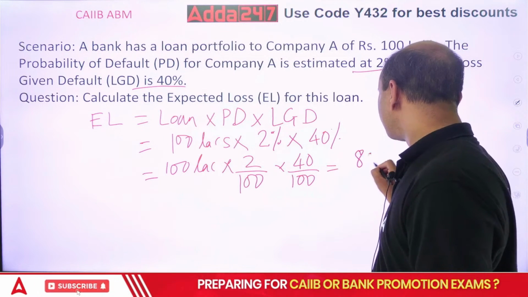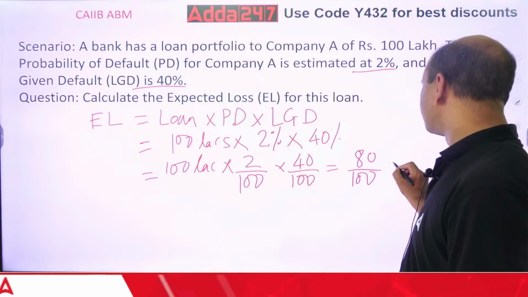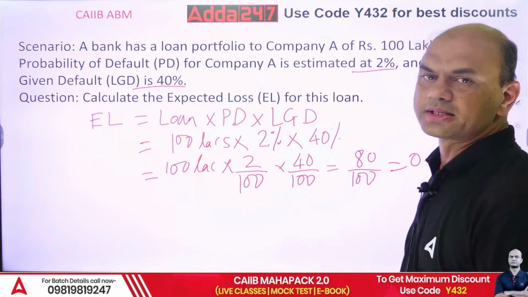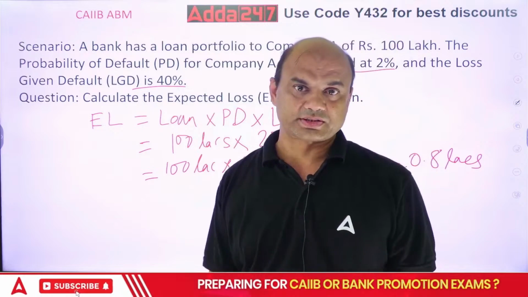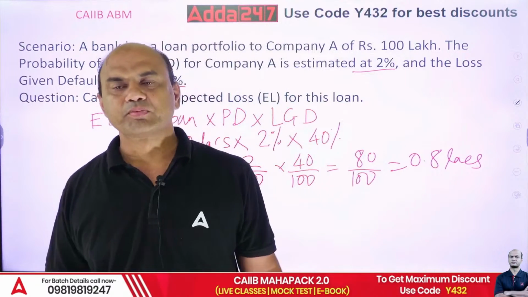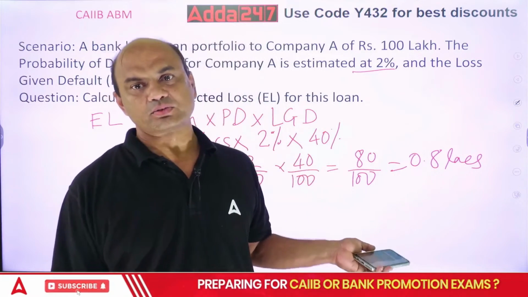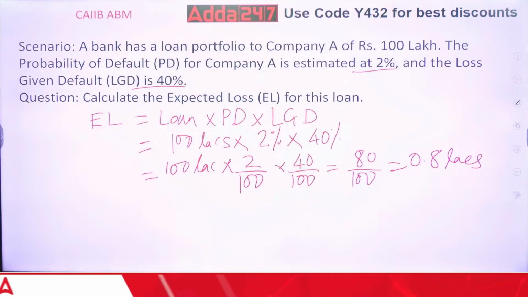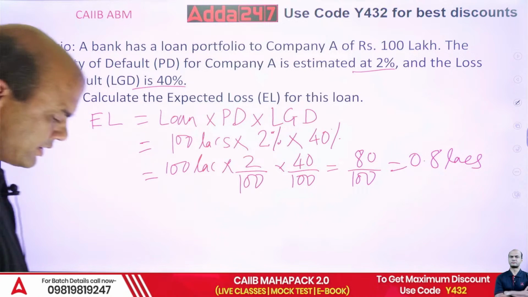So 80 upon 100, right? This is right now. So it is equal to 0.8 lakhs. This is in lakhs now. So 0.8 lakhs. Kindly don't miss out on the calculations. So what is the expected loss then? 0.8 lakhs. Okay. While doing the calculations, even I myself have done mistakes over here. Upon 100 we forget because we are dealing in percentage. Whenever we deal in percentage, we have to focus on upon 100. Okay.